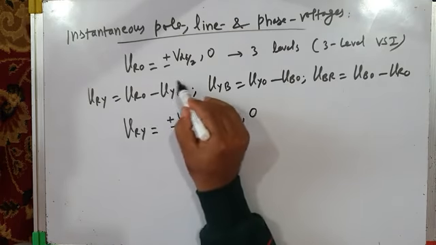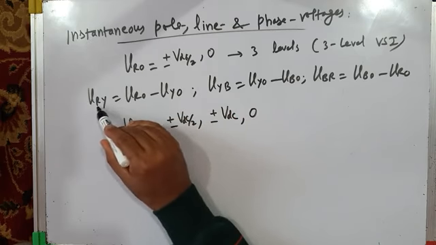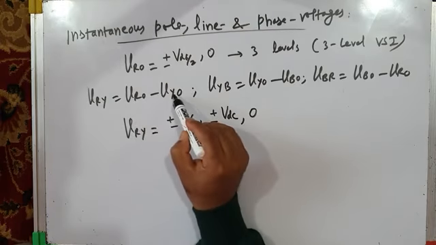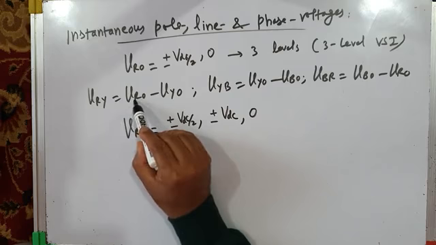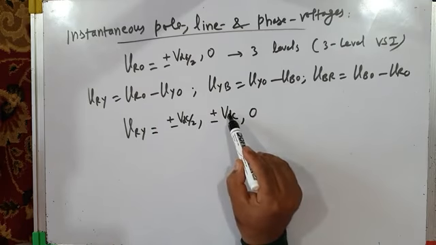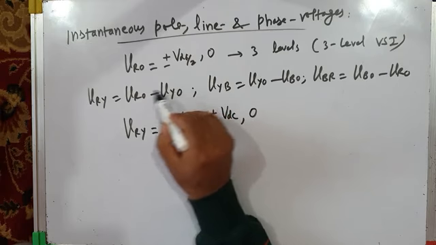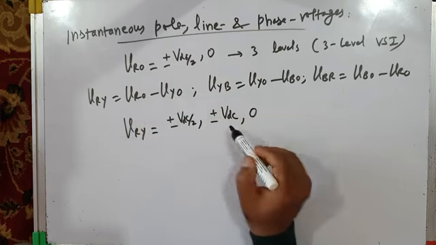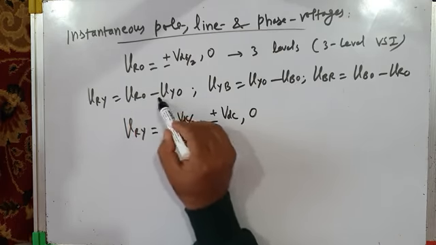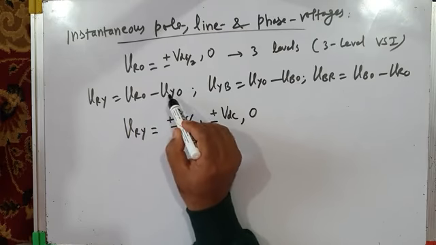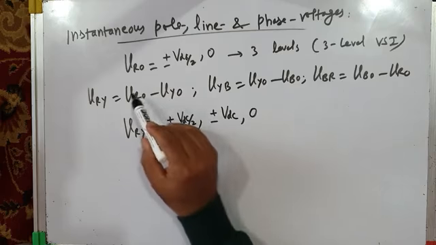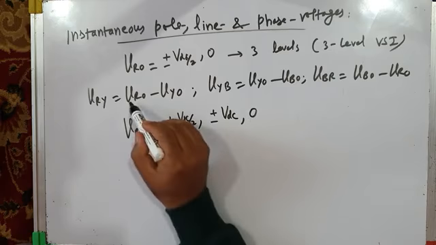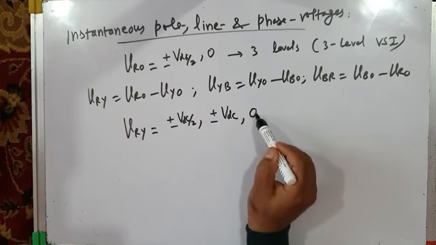On the other hand, if VYO is plus VDC by 2 and VRO is 0, then line voltage VRY will be minus VDC by 2. If VRO is plus VDC by 2 and VYO is minus VDC by 2, then line voltage is VDC by 2 minus minus VDC by 2, that's plus VDC. If VYO is VDC by 2 and VRO is minus VDC by 2, VRY will be minus VDC. And if VRO and VYO are both VDC by 2, both minus VDC by 2, or both 0, then line voltage VRY is 0.